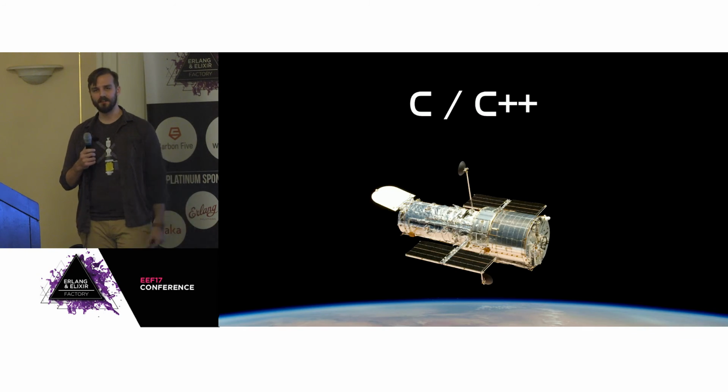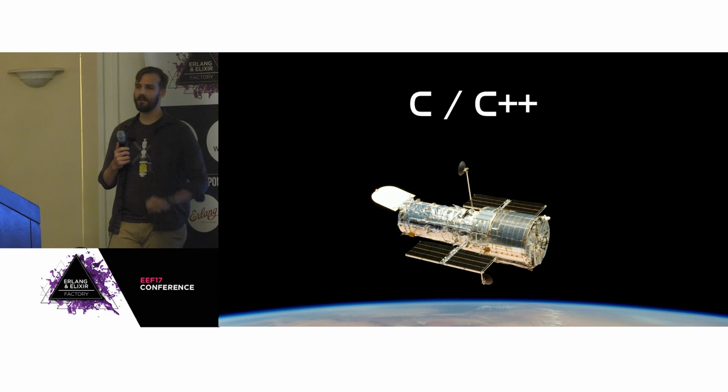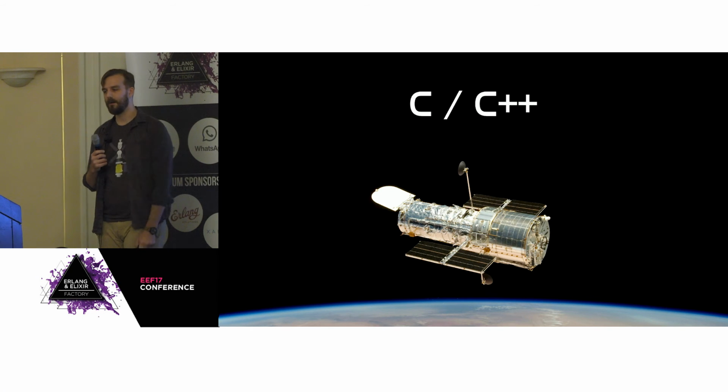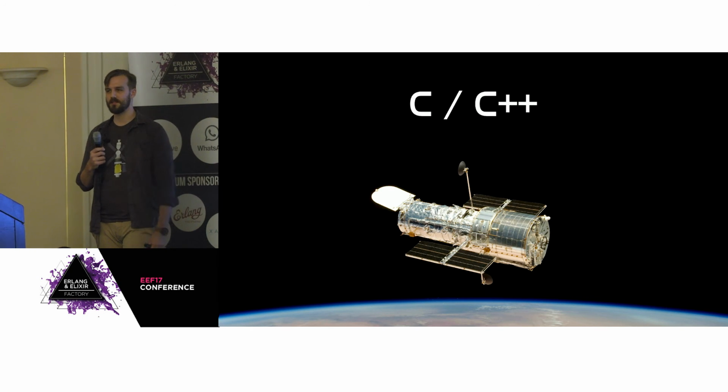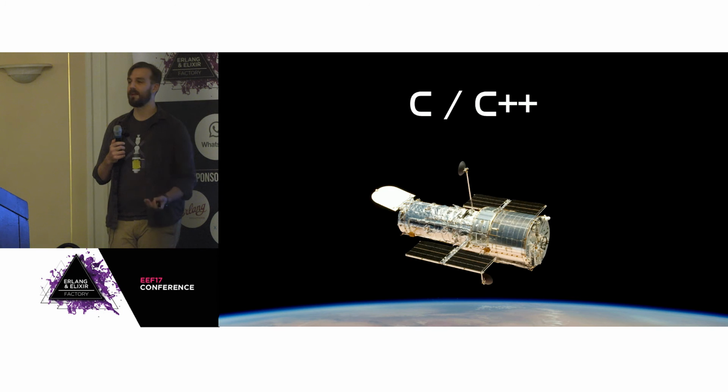C++ and C are king. The Hubble is 100,000 lines, I think, of C code, and you send it a little packet of information. C is very, very common in the embedded space, and most space systems are really programmed by people that just apply what they know, so C shows up a lot.